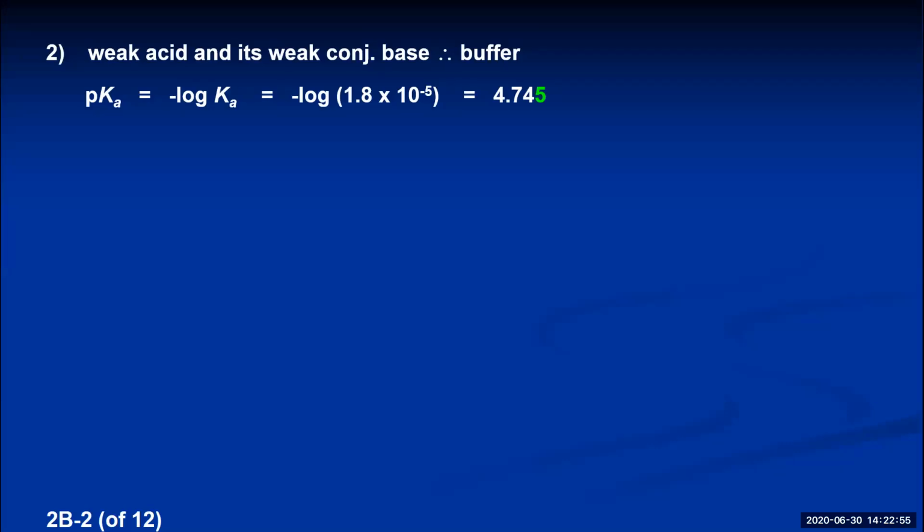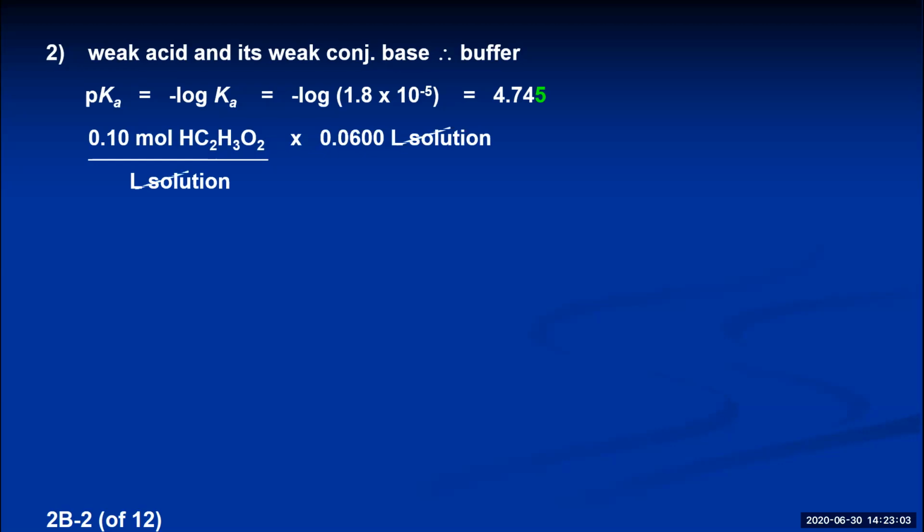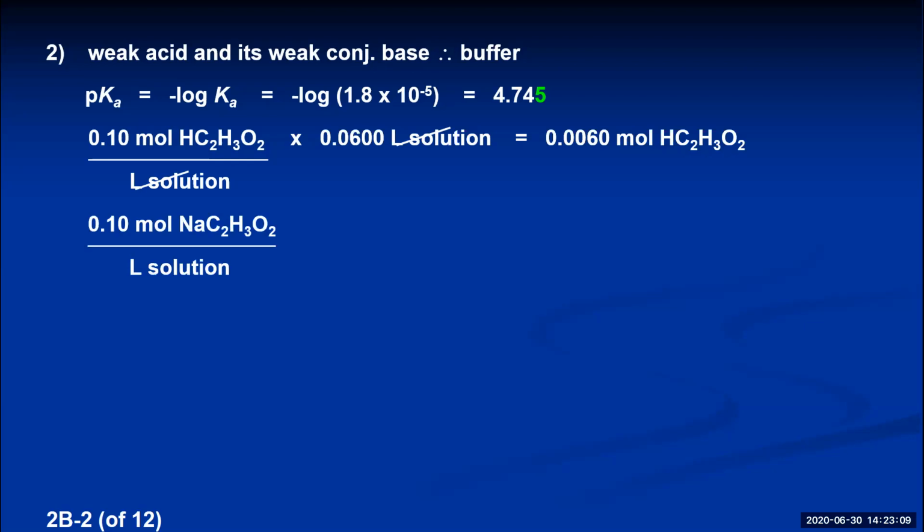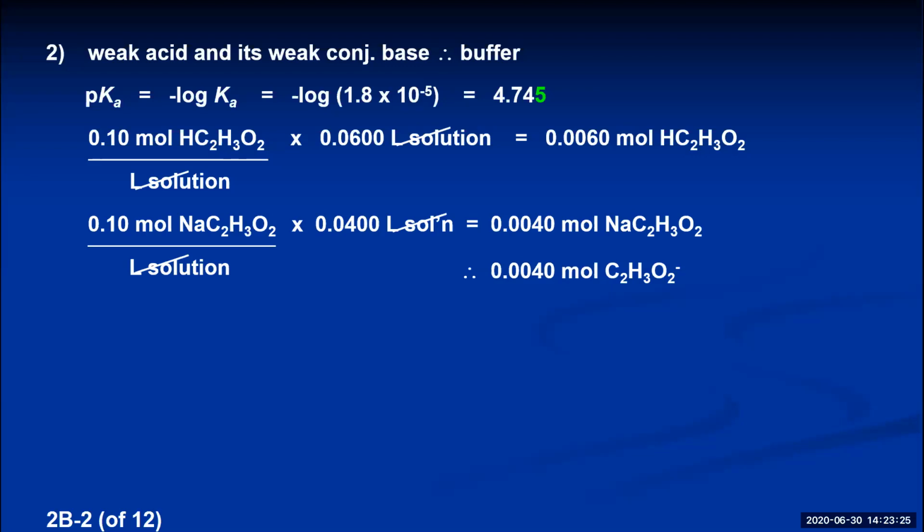The number of moles of the two components are calculated by going molarities times volume. So 0.10 moles of acetic acid per liter multiplied by 0.0600 liters gives us 0.0060 moles of acetic acid. The 0.10 moles of sodium acetate per liter multiplied by 0.0400 liters gives us 0.0040 moles of sodium acetate. And when that completely dissociates, because there's one acetate in the formula, we'll have 0.0040 moles of acetate. So we now have the two components in the solution. We can now apply them to the equation along with the pKa of 4.745.